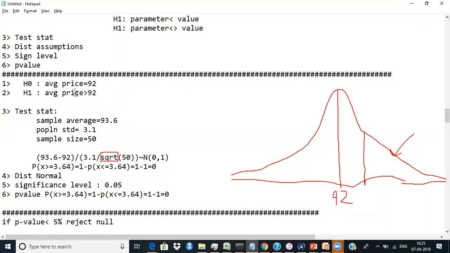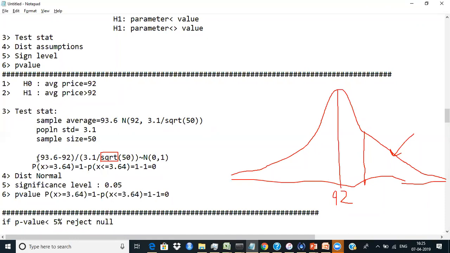In the third point, test stat, can you explain 93.6 minus 92? Okay, so what is the central limit theorem? It says that the sample average follows a normal distribution with a mean equal to the population mean and a standard deviation equal to the standard error, right? So that means 93.6 is coming from a normal distribution with a mean of 92 and a standard deviation of 3.1 divided by the square root of 50.